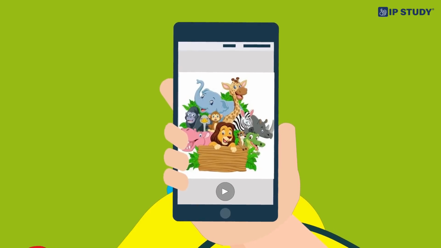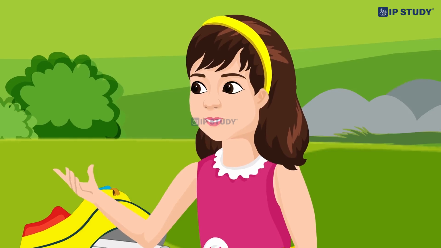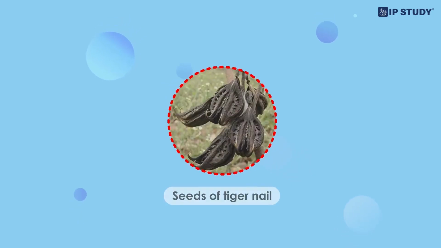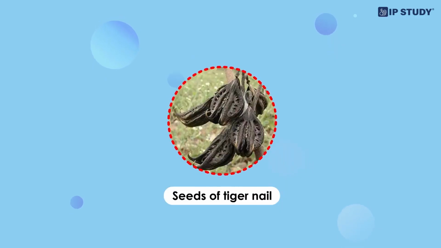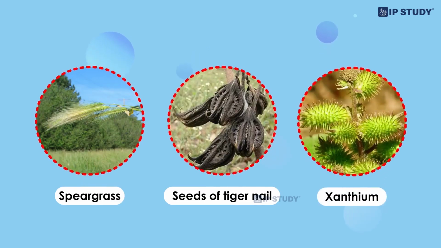Animals help in dispersal by carrying seeds in their fur, eating fruits, or excreting the seeds later. Some seeds have hooks or spines that stick to animal fur. Seeds of tiger nail, speargrass and xanthium have hooks or spines.